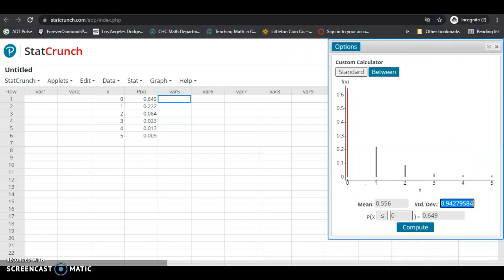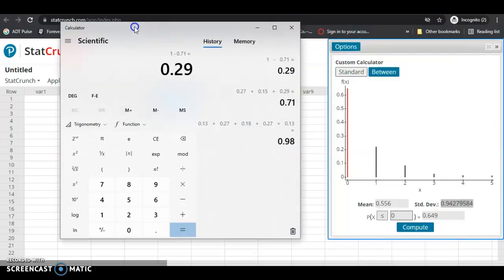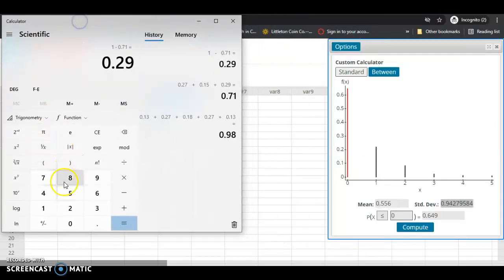So what you want to do is use a handheld calculator. Type in the value for the standard deviation, so it's 0.94279584. I'm going to type in all the digits that are displayed in the calculator in StatCrunch for the standard deviation, and I want to raise that to the second power. However you do that on your calculator, on this calculator this is the button you press to raise it to the second power. And we get 0.88888, and so on.